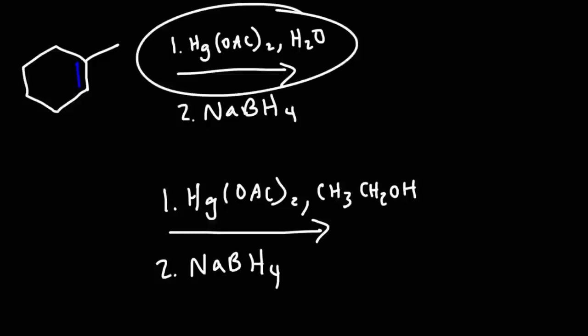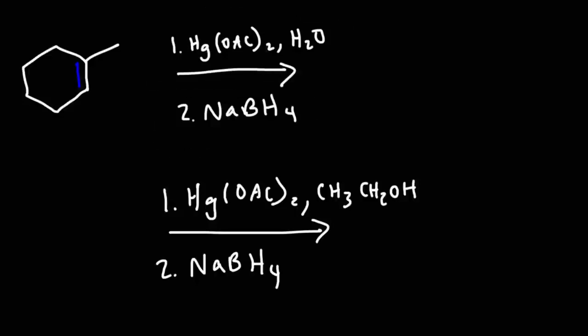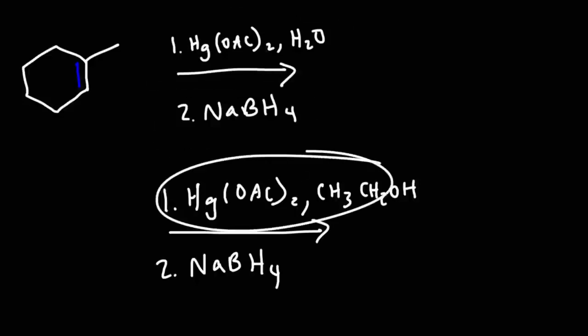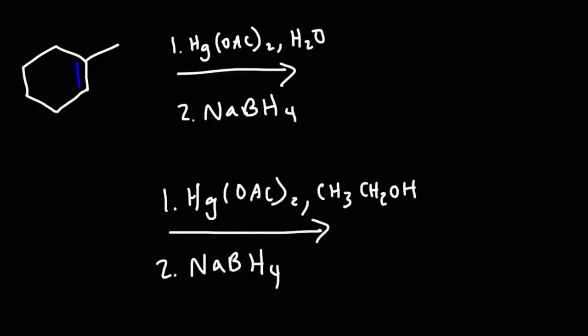So the first reaction is called oxymercuration demercuration. The second reaction is alkoxymercuration demercuration, because we're using an alcohol. Now we know this reaction proceeds with Markovnikov addition. So the OH group is going to go on the more substituted carbon atom of the double bond. In this case, it's going to be the tertiary carbon as opposed to the secondary carbon.